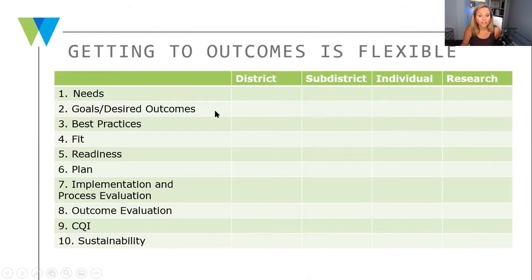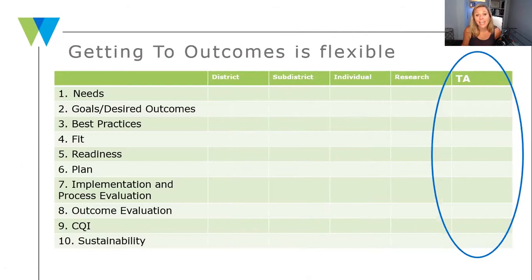Then the whole thing follows out of this, right? Goals and desired outcomes, you could think about them at these different levels. The best practice for policymakers at a district level might be different from what an individual is doing. So GTO is very flexible, and you could ask all 10 accountability questions for each one of these domains. And the reason I'm foreshadowing this here is because you could also ask these questions for TA.